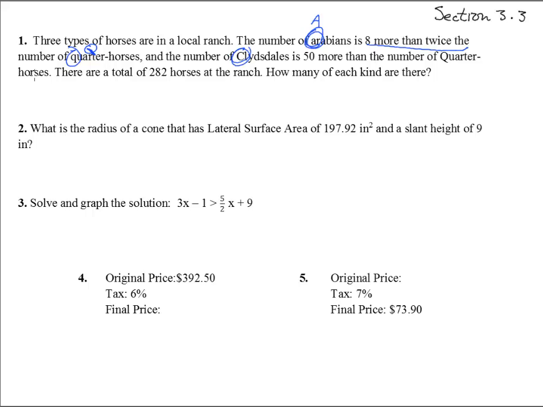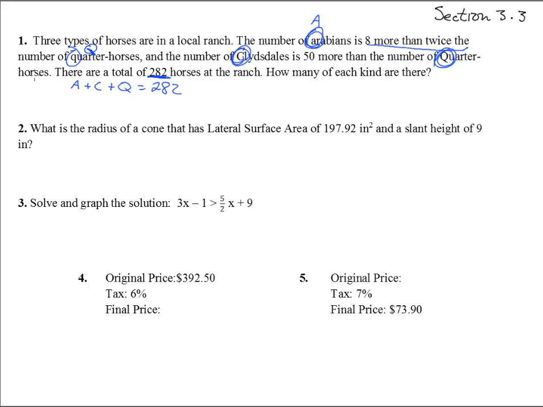The number of Clydesdales is 50 more than the number of quarter horses, Q. There are a total of 282. So we've got Arabians, Clydesdales, and quarter horses, and that adds up to 282. There's our base equation right there.